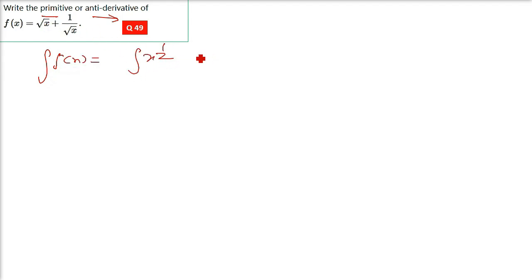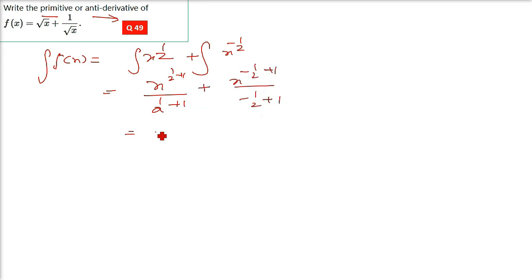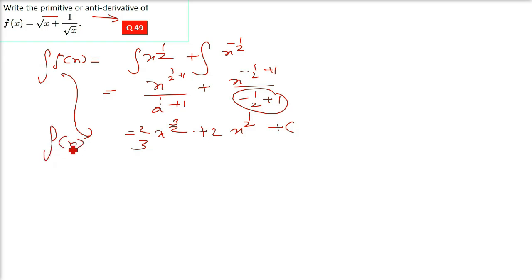This is x raised half, and 1 by root x is of course x raised minus half. I will not tell you how this x raised minus half has come. This is up to you to decide. So we get x raised half plus 1 divided by half plus 1. Here you get x raised minus half plus 1 divided by minus half plus 1. So x raised 3 by 2, twice of 2 by 3. This is negative 1 half, so 2 goes up. This is x raised half plus constant of integration. This is your primitive or antiderivative, which essentially is the integration only.